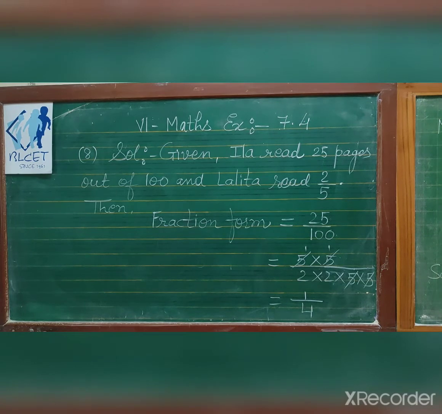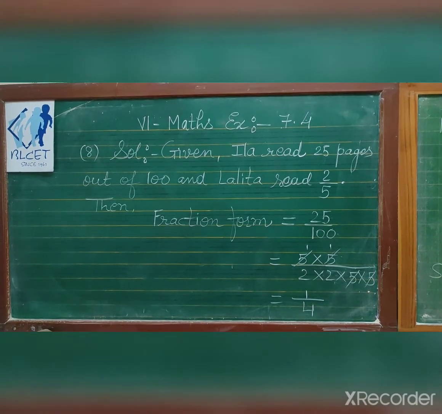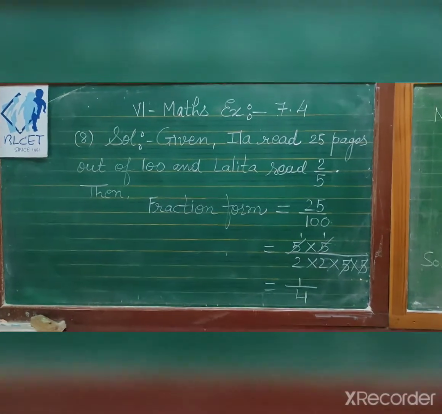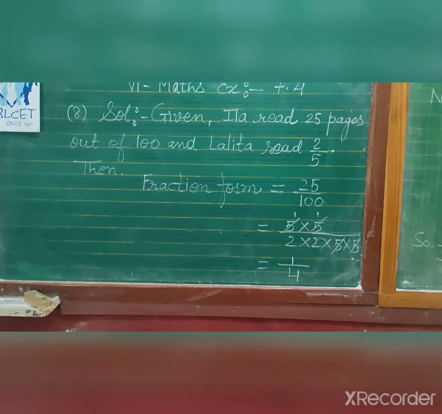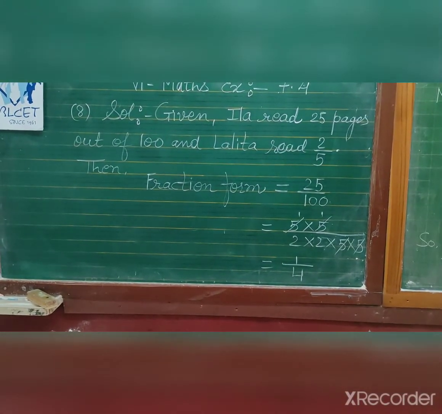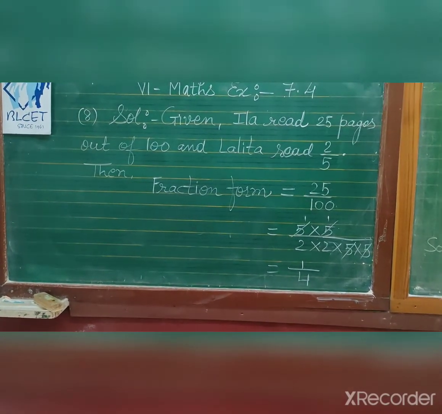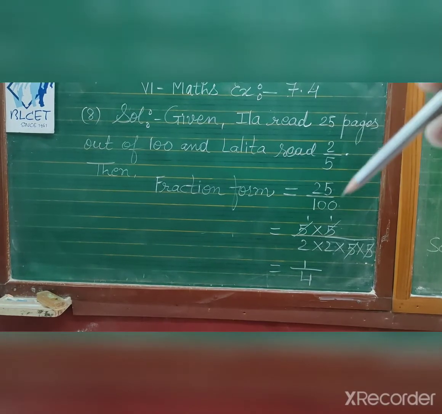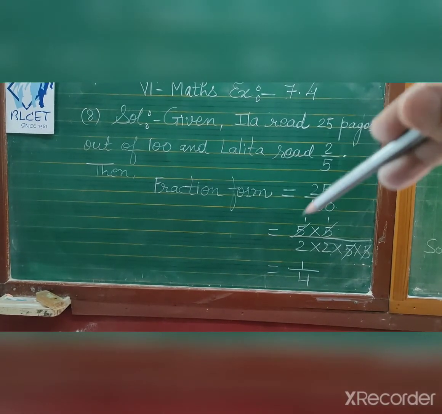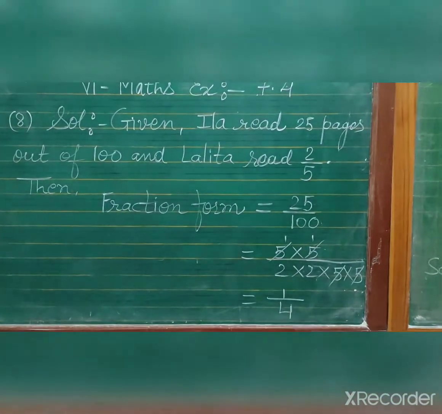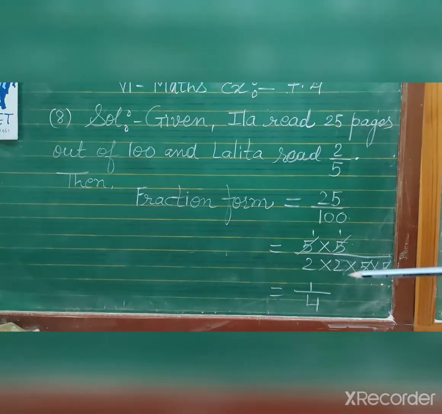Now see here, given Ela read 25 pages out of 100 and Lalita read 2 upon 5. In fraction form, 25 upon 100, 25 ones are 25, 25 fours are 100. Or you can write it with prime factorization, 5 into 5 over 2 into 2 into 5 into 5. 5 cancel by 5, 5 cancel by 5. So 1 upon 4.